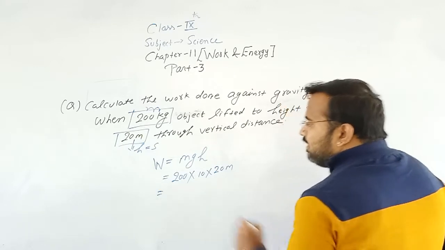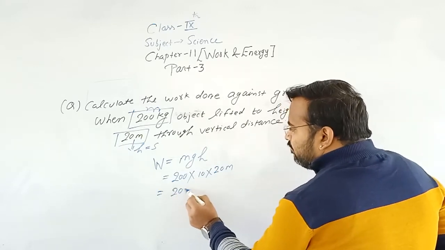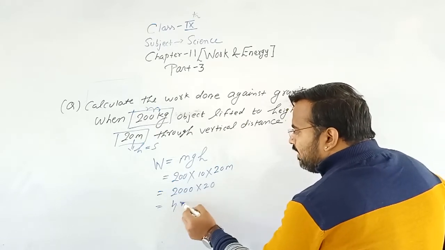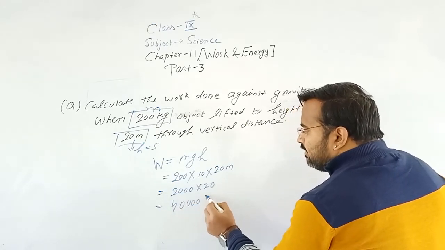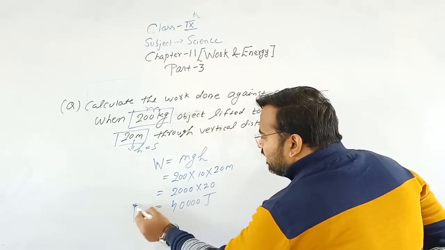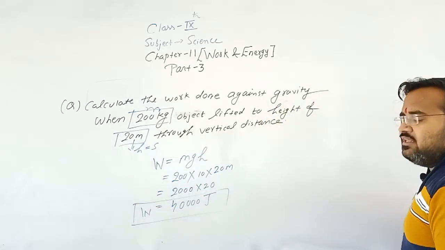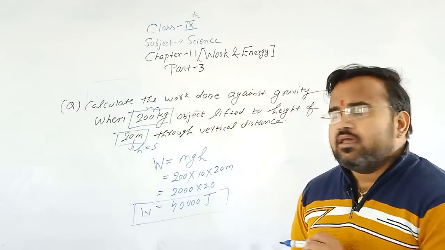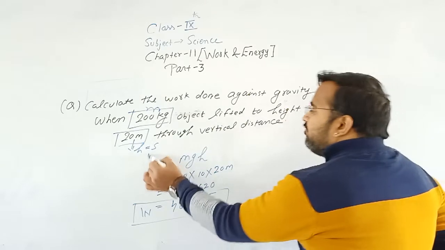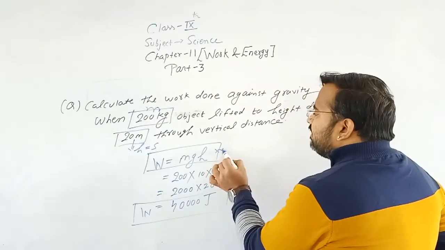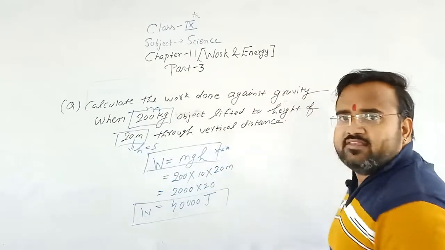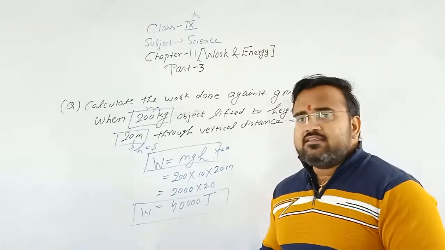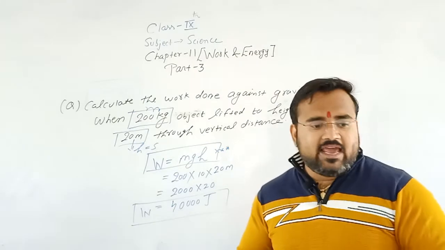If we calculate, this would be 2000 into 20, so 2 twos are 4 and 4 zeros would be there, that is 40,000 joule. The 40,000 joule of work has been done against gravity. So the formula for work done against gravity is mgh. This is very important from the examination point of view. Now the next part in this chapter will start with energy.